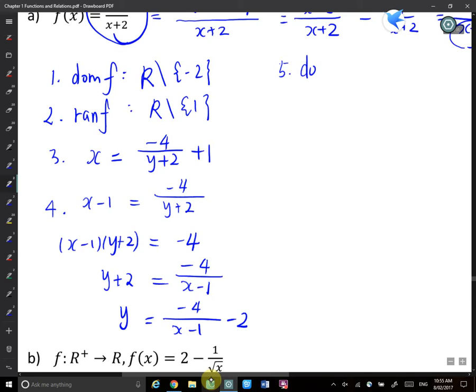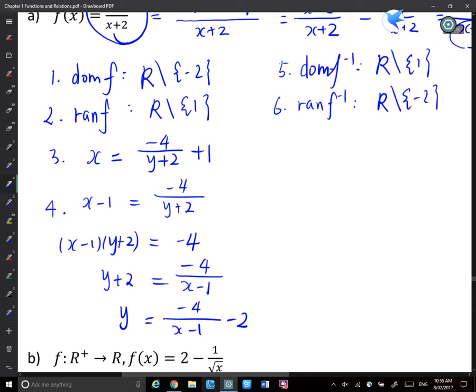Number 5, what is the domain for f inverse? It is the range for f, which is R except 1. And what is the range for f inverse? It is the domain of f, which is R except -2. In function notation, I'll say that f inverse has domain R except 1, mapping to R, f inverse x equals -4 over x minus 1, subtract 2.